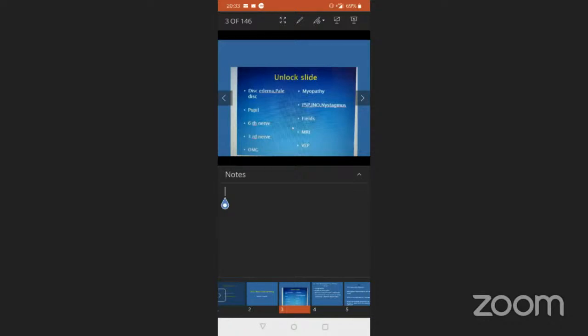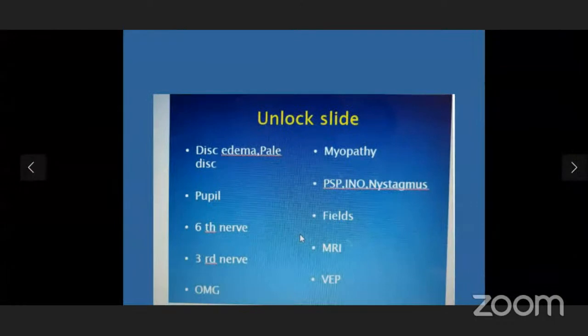Optic atrophy. Yes. So what in optic atrophy?